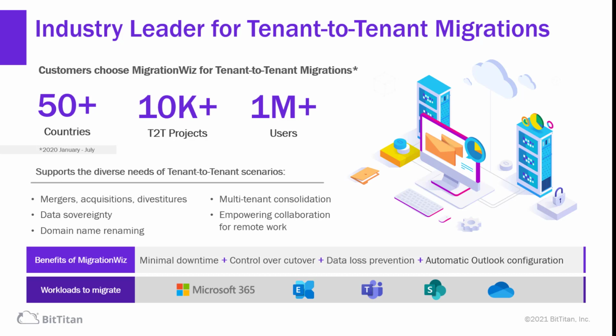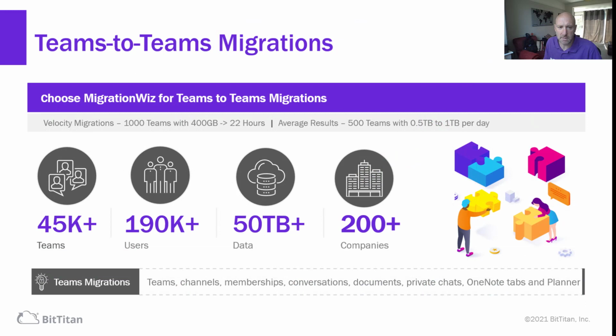OneDrive to OneDrive, SharePoint Online to SharePoint Online, Teams to Teams, which I'm going to dive into more here. And last but not least, we do still enable the migration of public folder data from tenant to tenant, either directly to the destination public folders, or we can migrate to shared folders as well on the destination. So let's dig into Teams to Teams migrations.